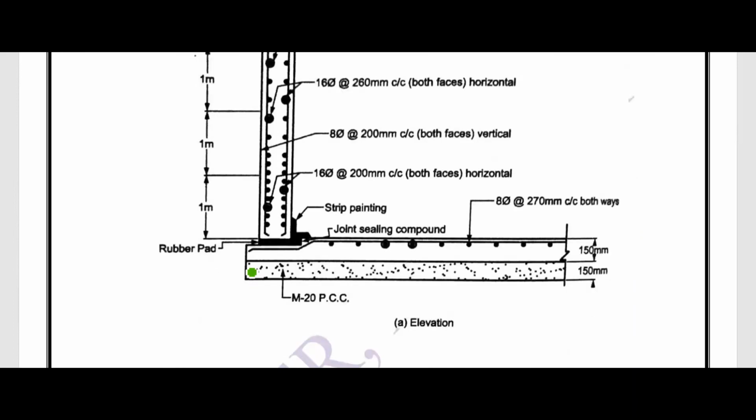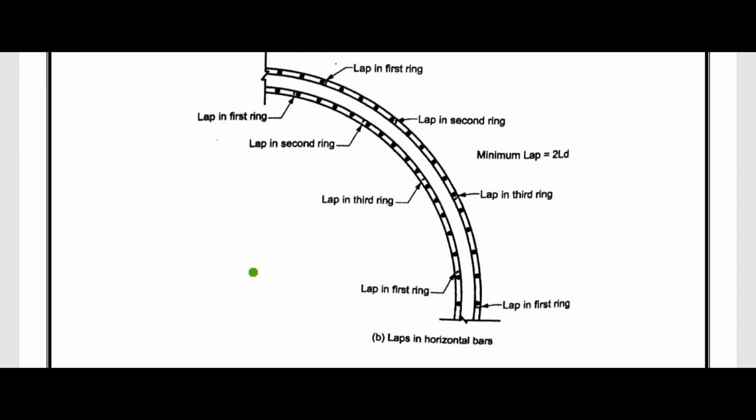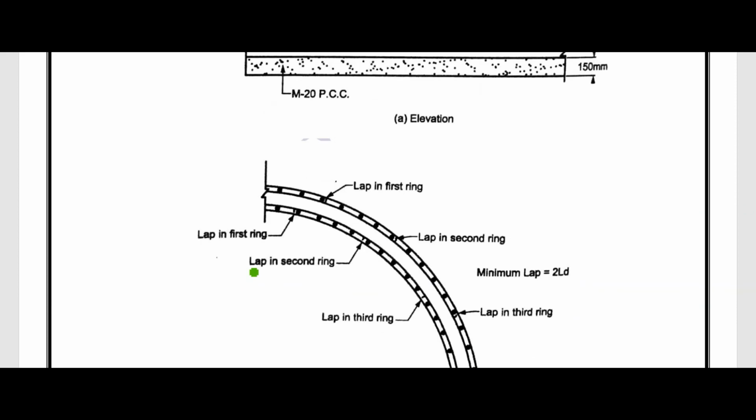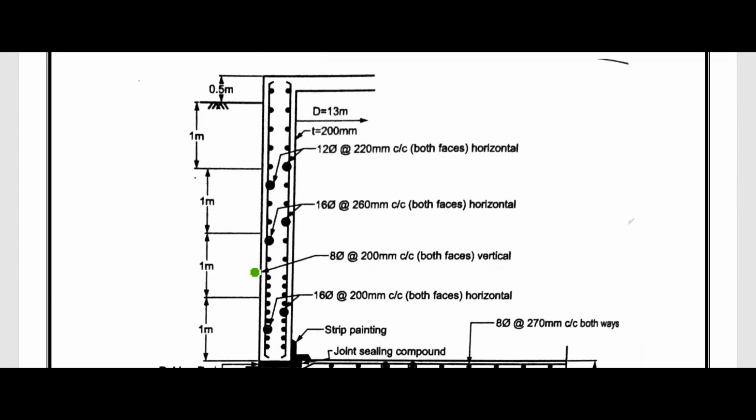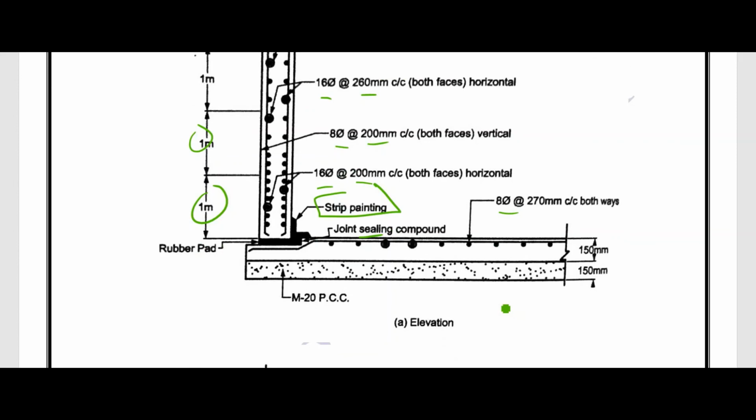You can see here, for 1 meter: 12 mm dia at 200 mm center to center, 60 mm dia at 260 mm, 8 mm dia at 280 mm, 60 mm dia at 200 mm center to center. Then the painting and joint sealing compound, and 8 mm dia at 270 mm center to center at the base. Look here: reinforcement at the upper face, and the lower portion is PCC. So our design is completed here.